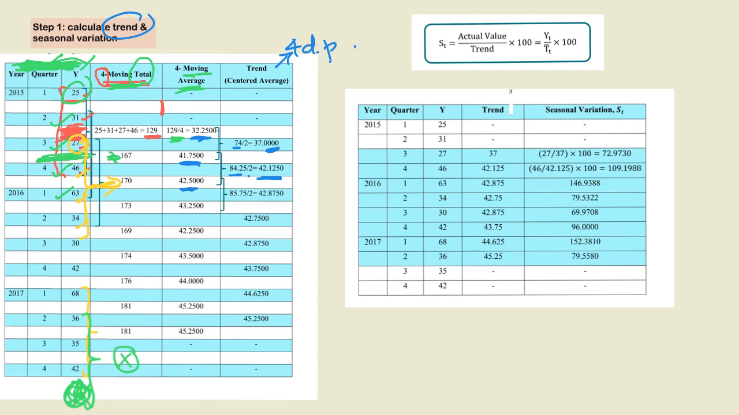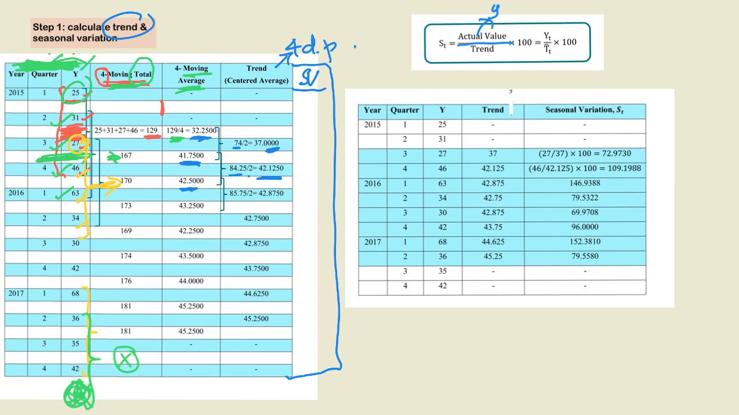Okay, so the next step is actually to calculate the seasonal variation. So by right, you only have to add another column over here for seasonal variation. So the formula for seasonal variation is actual value. So the actual is actually y divided by trend multiplied by 100. So this is the formula.